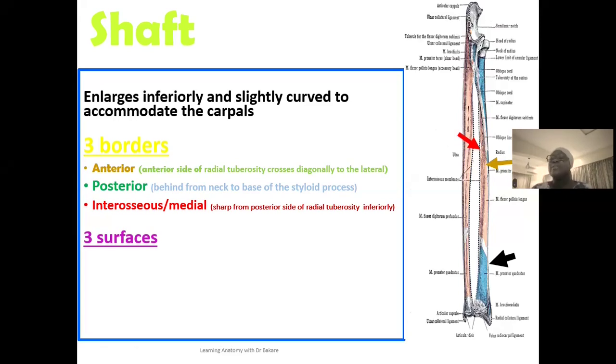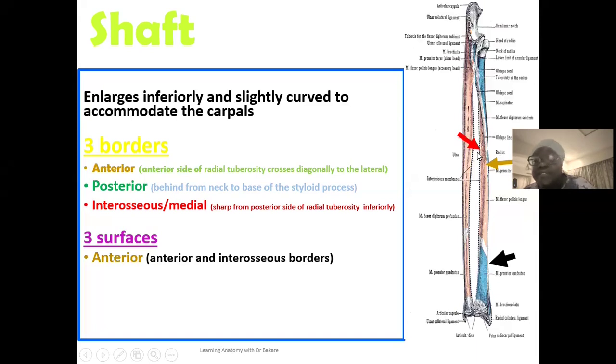So these are the three borders of the radius. And as these borders are highlighted, they will be used to establish the surfaces. So we have the anterior surface. The anterior surface is going to be seen between the anterior border and the interosseous border. Don't forget that this is where we have the anterior border, and this is where we have the interosseous border that we say can also be referred to as the medial border.